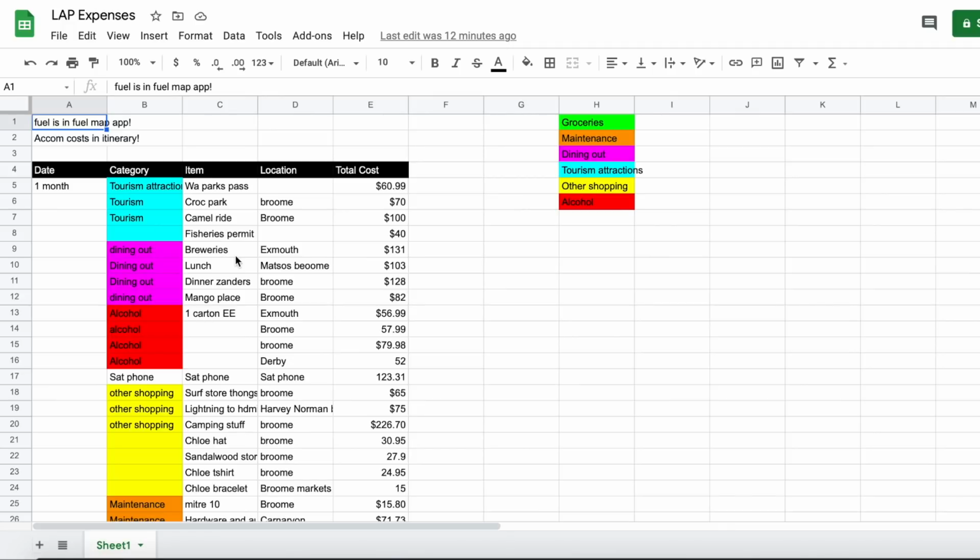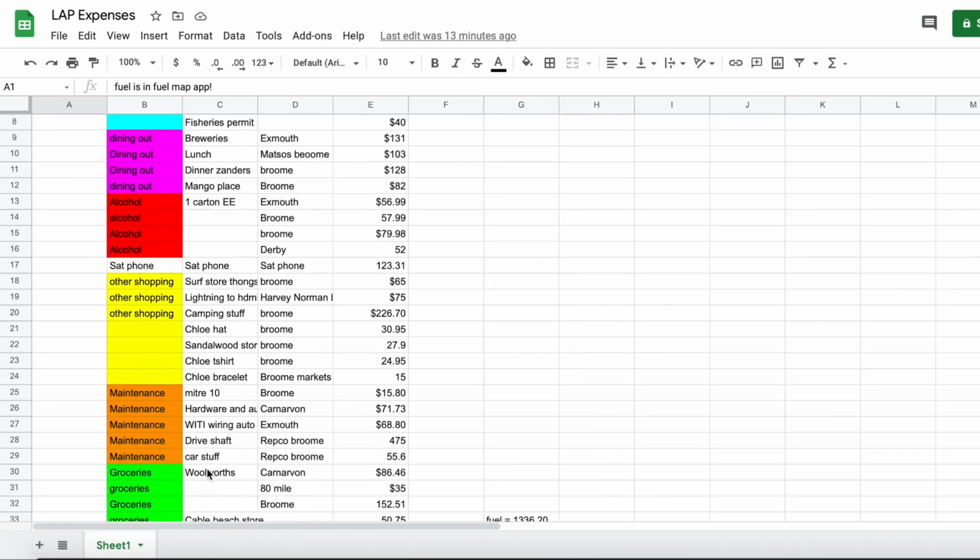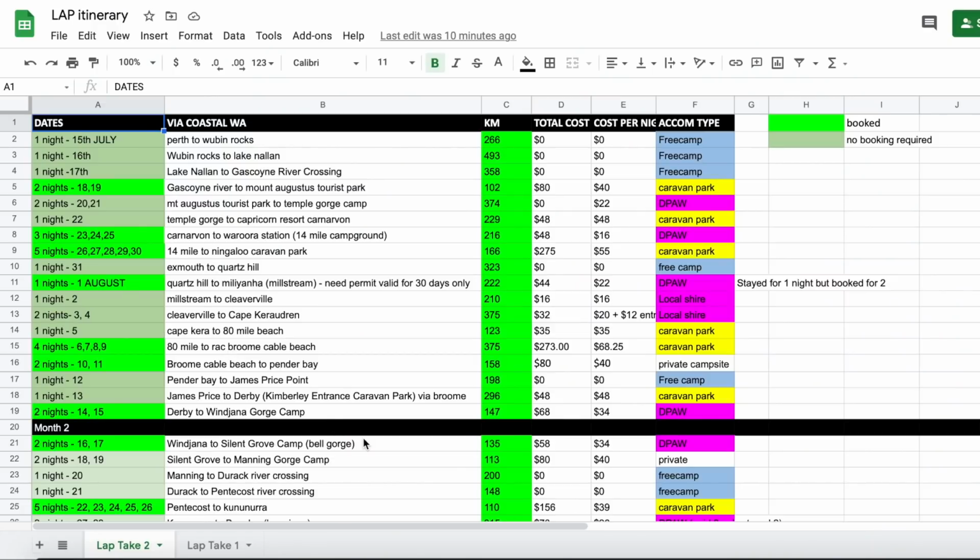So I had different categories: tourism, dining out, alcohol, other shopping, which was just random stuff that didn't fit into a category, maintenance for both the van and the car, and then groceries. That doesn't include accommodation or fuel. For accommodation, I had a separate spreadsheet because it was something we looked at the most. So this was our accommodation spreadsheet.